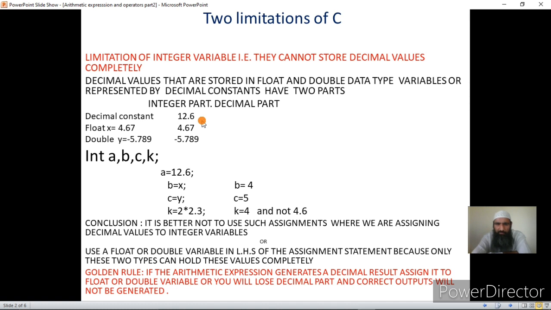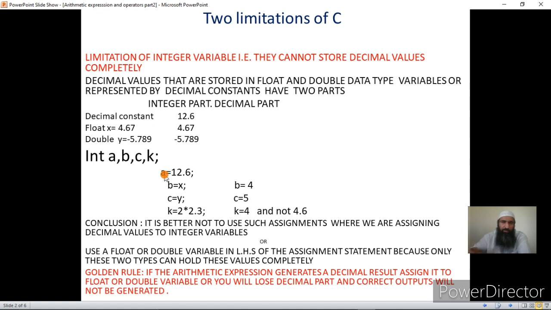Now if I declare four integer variables, a, b, c and k, and I try to store decimal numbers in them, let us see what will happen. If I say a is equal to 12.6, but since a is an integer, it does not have the capacity to hold 12.6. So what will happen? The 0.6 part is lost and only 12 will be stored in a, because a is an integer location. As I told you, a has the data type int.